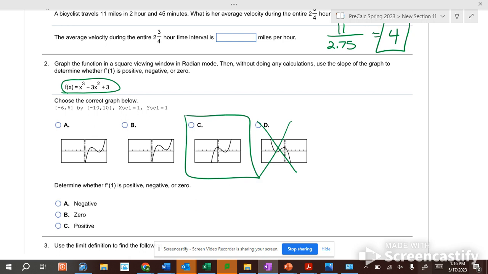And then at f of 1, is the first derivative positive, negative, or 0? The first derivative at the x value of 1 is negative, because the graph is going down and the first derivative is the slope of the function. So the slope at an x value of 1 is negative because the graph is going down.